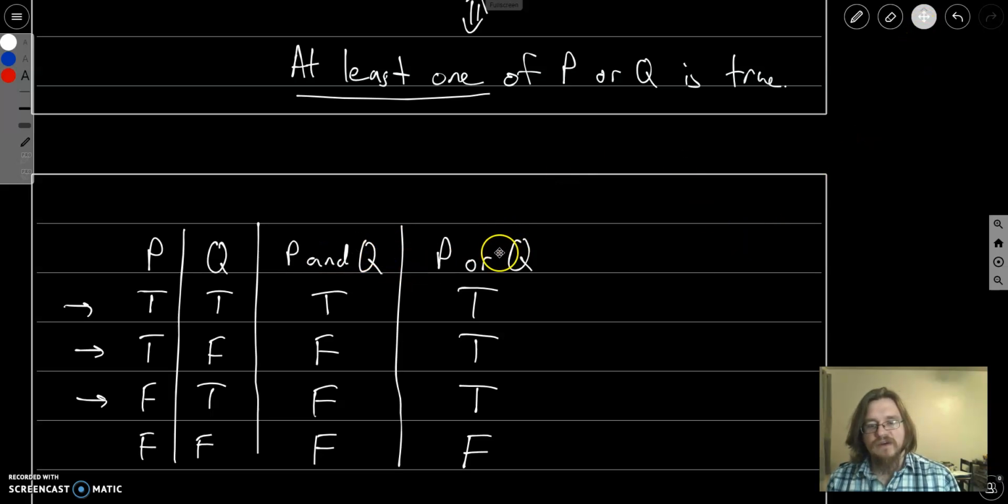Okay, so AND and OR is pretty straightforward. You need both of them to be true for an AND statement, or you need at least one of them to be true for an OR statement. And we're good to go.